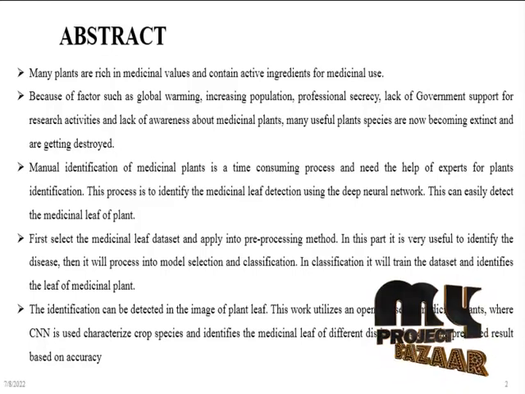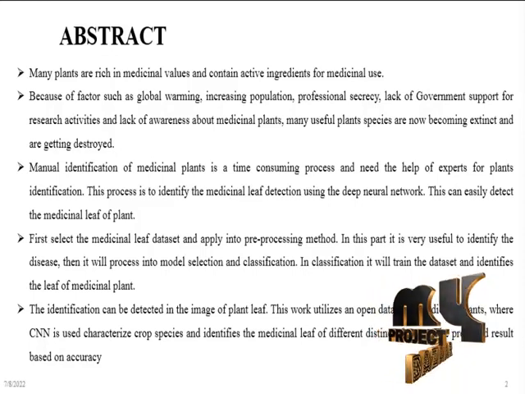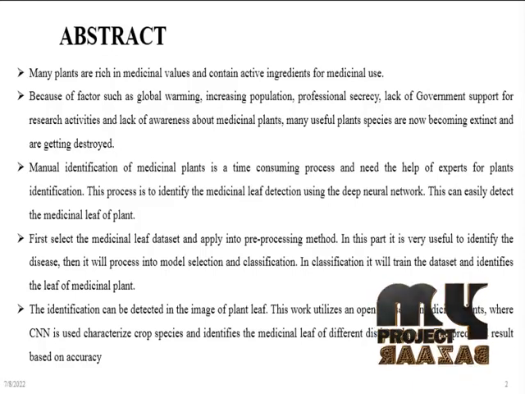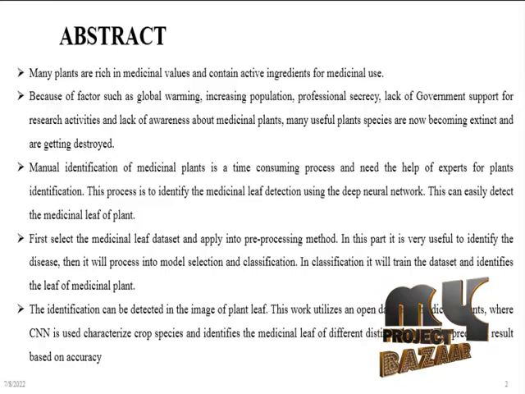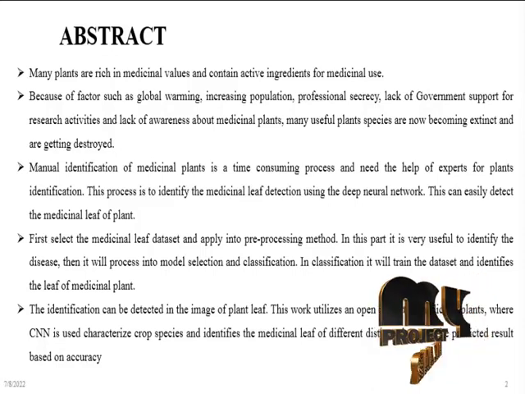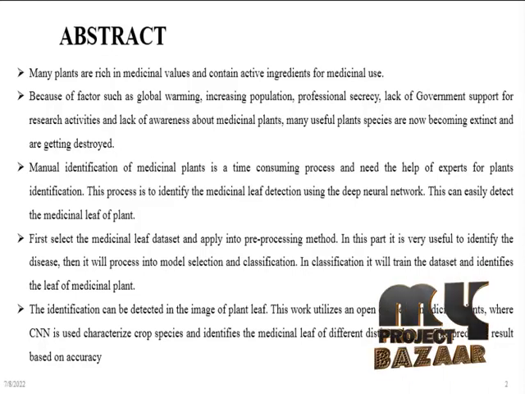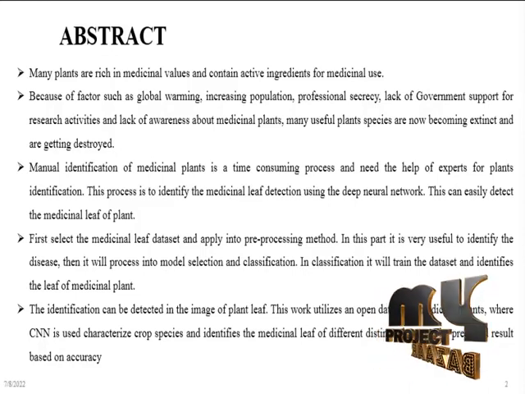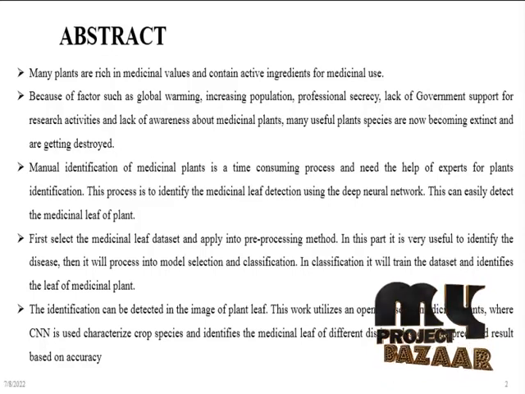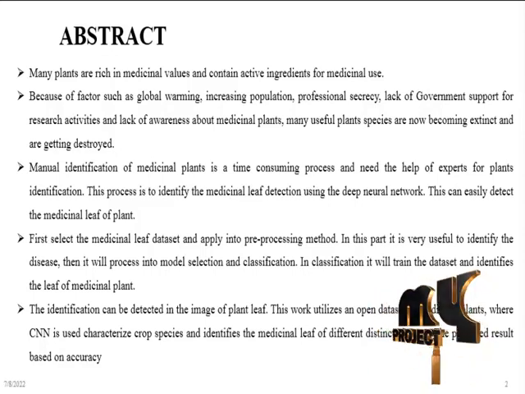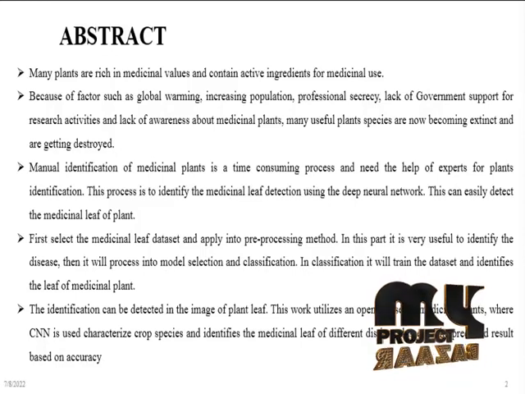This project identifies medicinal leaves using a deep learning network, which can easily detect the medicinal leaf of a plant. First, select the medicinal leaf dataset and apply a pre-processing method. Then it proceeds to model selection and classification. In classification, it will train on the dataset and identify the leaves of the medicinal plant. The identification can be detected in the image of a plant leaf.